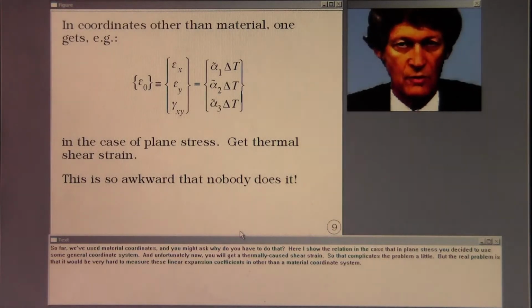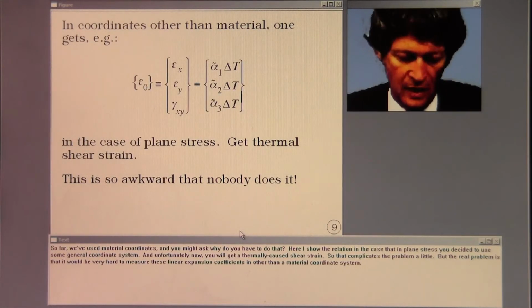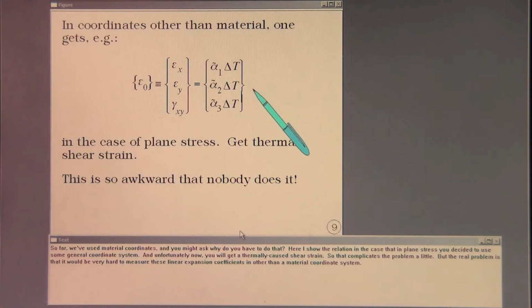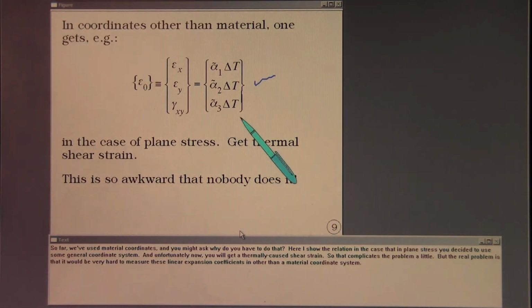So far we've used material coordinates, and you might ask, why do you have to do that? Here I show the relation in the case that in plane stress you decided to use some general coordinate system. And unfortunately now you will get a thermally caused shear strain. So that complicates the problem a little. But the real problem is that it would be very hard to measure these linear expansion coefficients in other than a material coordinate system.